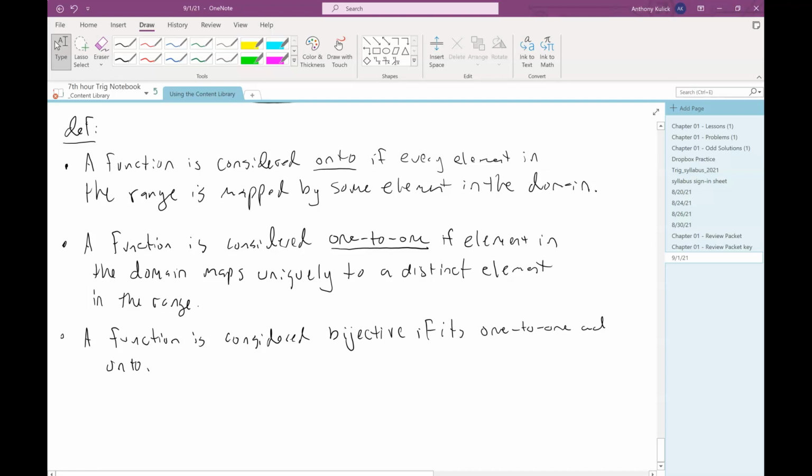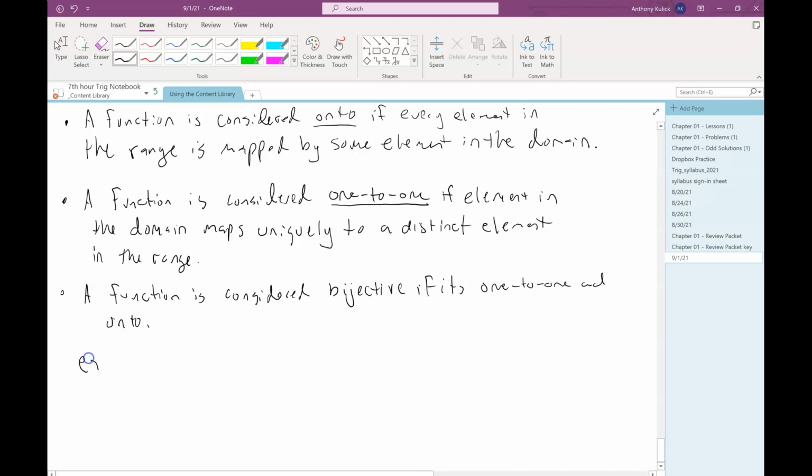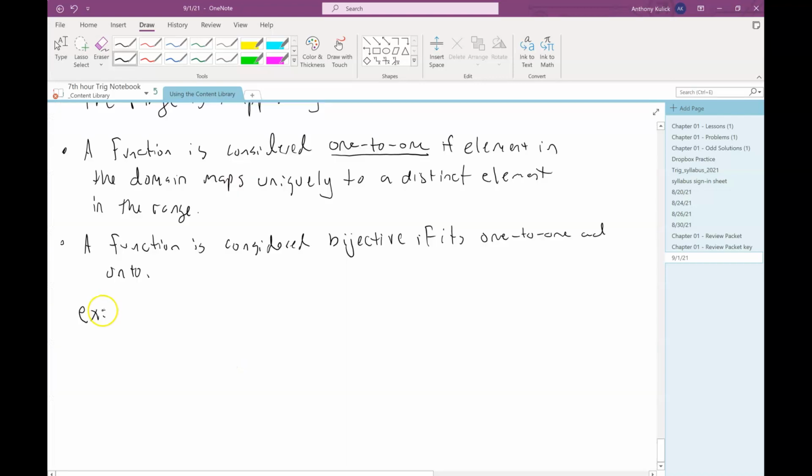So 3 definitions, right? Now, let's describe what this is going to actually look like when you look at a mapping diagram or a function or a graph or whatever, right? So let's say we have this mapping diagram.